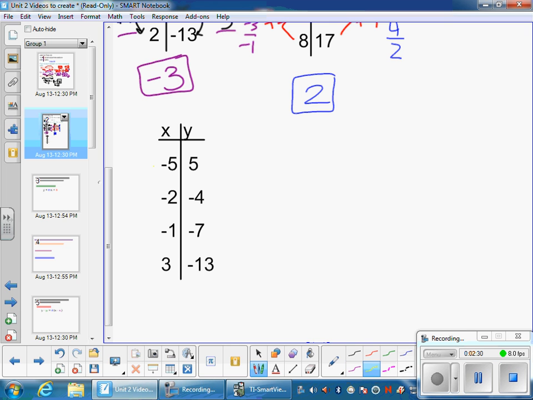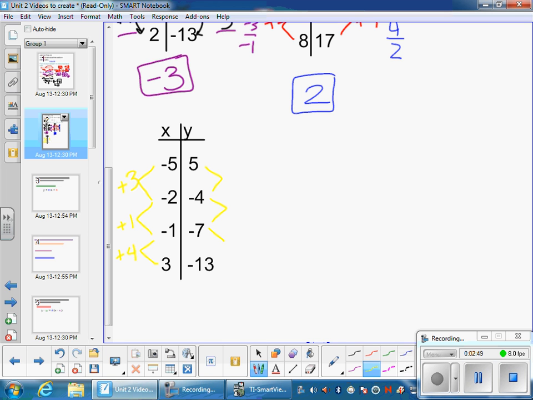So let's look at the first one. From -5 to -2, you actually go up 3. Think of it like a number line, or subtract -2 minus -5 on your calculator. From -2 to -1, you're getting 1 bigger. From -1 to 3, you're getting 4 bigger. So I have 3 different numbers in the x, which is okay.